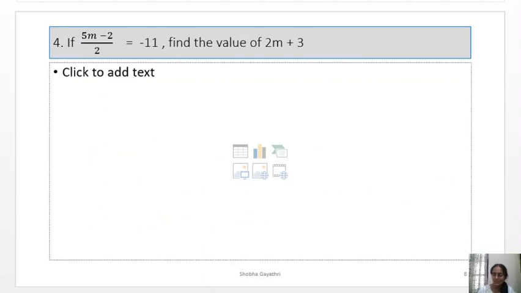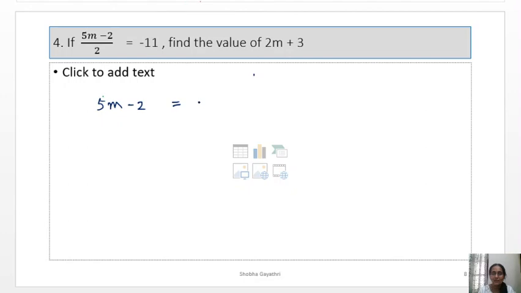Let us move to the next question. If (5m minus 2) by 2 equals minus 11, find the value of 2m plus 3. Transpose 2 first, then on the left side you will get 5m minus 2. First we have to find out the value of m. We have to find the value of not only m, but of 2m plus 3, but for that you have to find the value of m first.